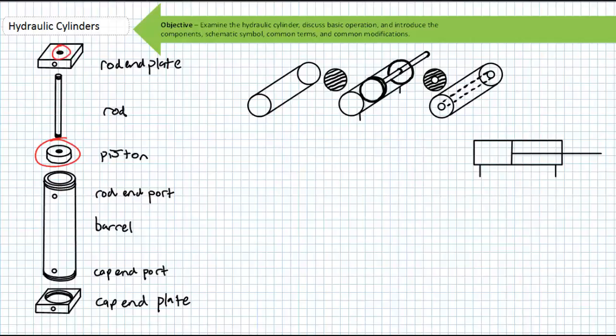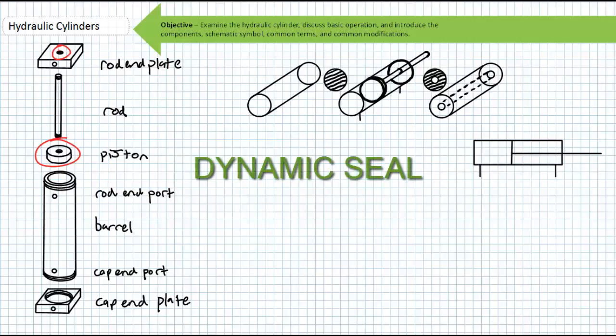Notice there are components moving relative to one another. For example, the piston sliding inside our barrel, and the rod extending and retracting out of the rod end plate. This is a dynamic interaction.